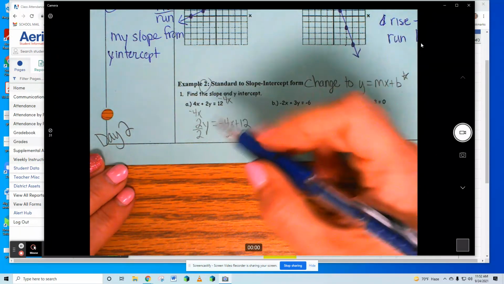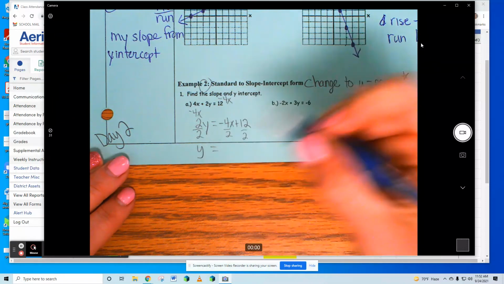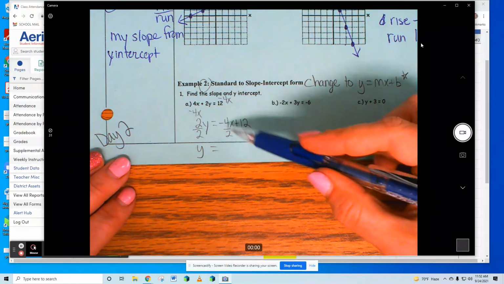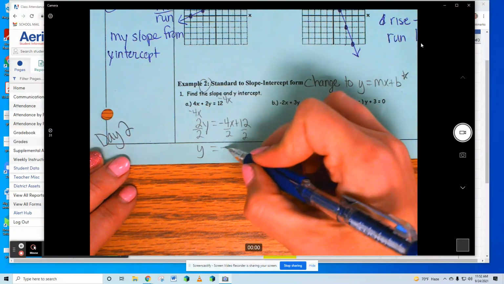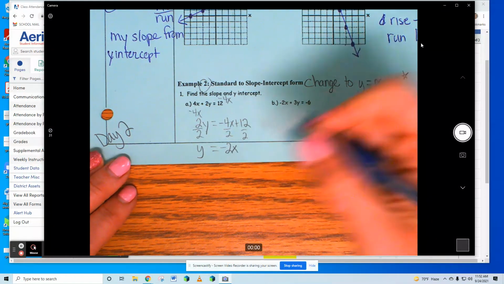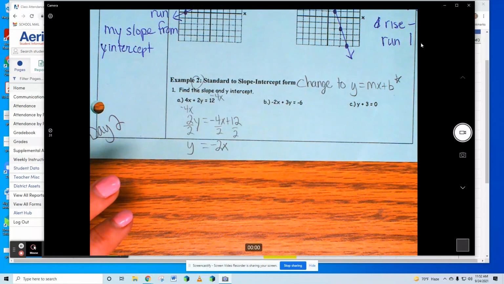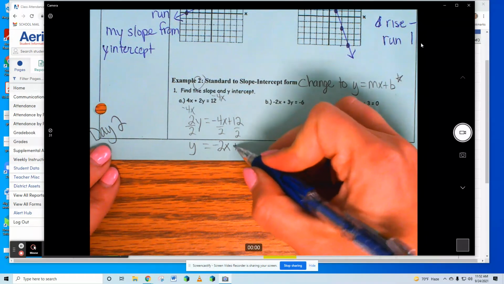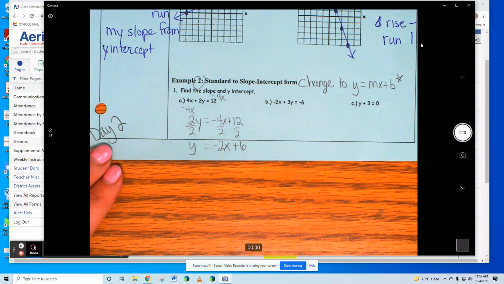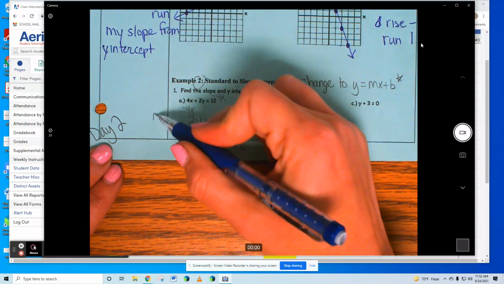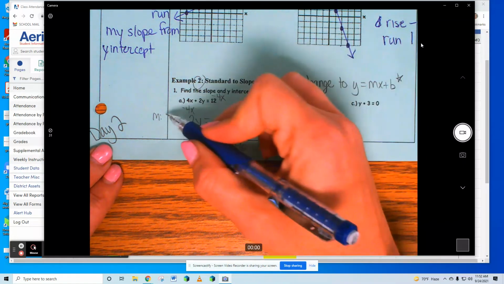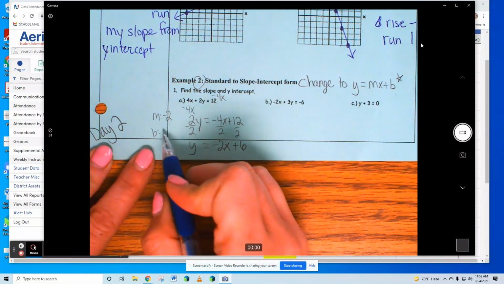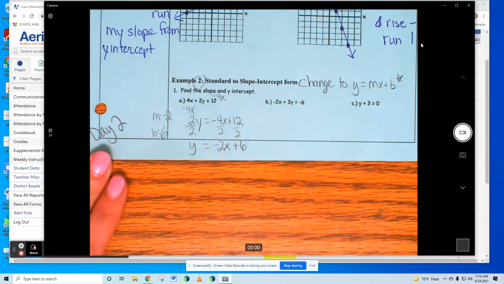Okay. Y equals simplification. Negative 4 divided by 2. Negative 2x. Positive 12 divided by 2. Plus 6. But my job is to find the slope and the y-intercept. Well, that means my slope, my m, is negative 2. My y-intercept is 6. Yep.